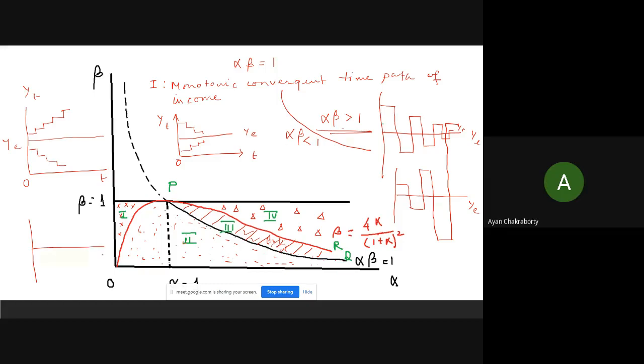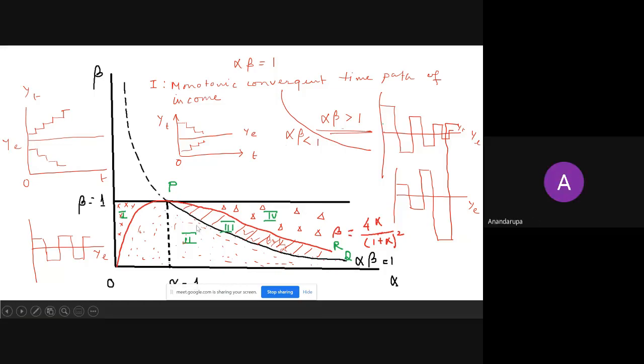Excuse me, ma'am. Can you please repeat? Ma'am, I had a question. Ma'am, when it is equal roots, how is it oscillatory? Isn't it above beta equals 4 alpha by (1 plus alpha) whole square, ma'am? Ma'am, it is monotonic.